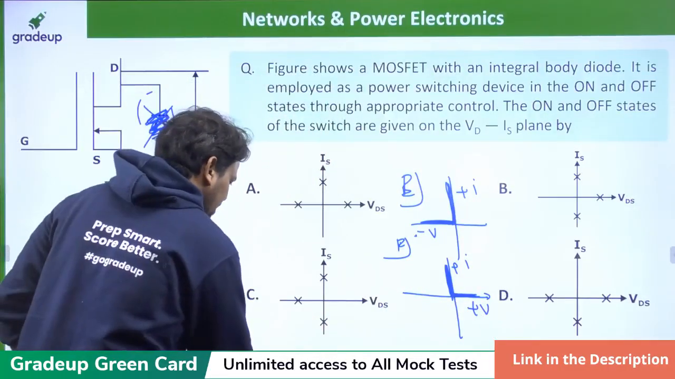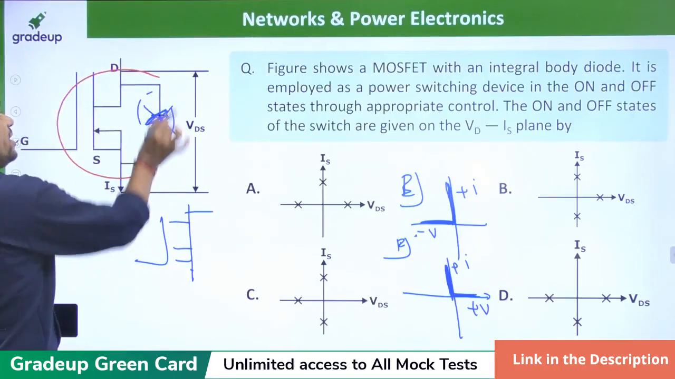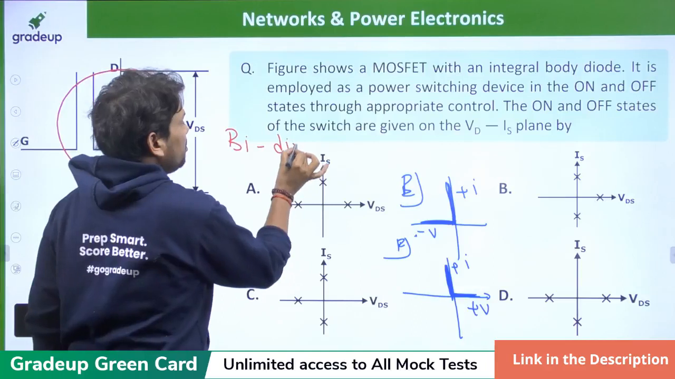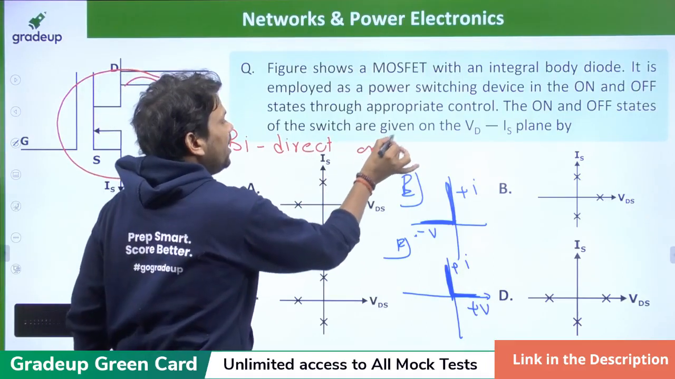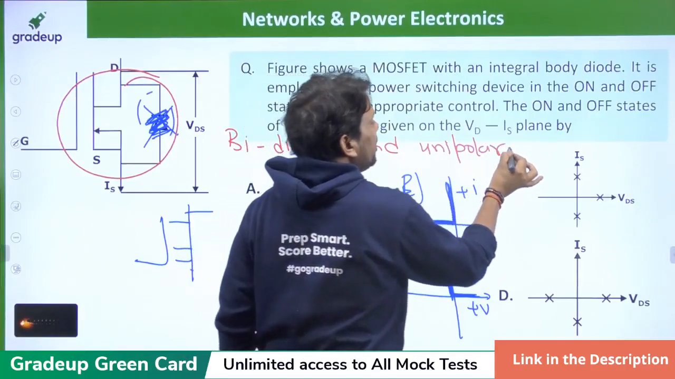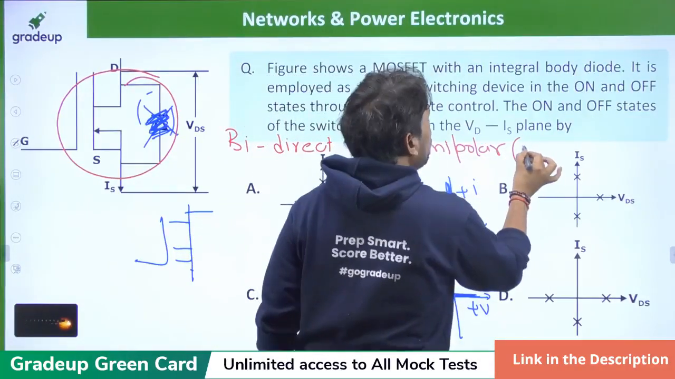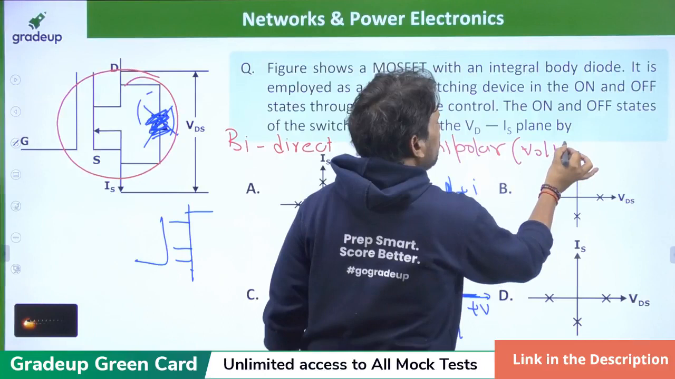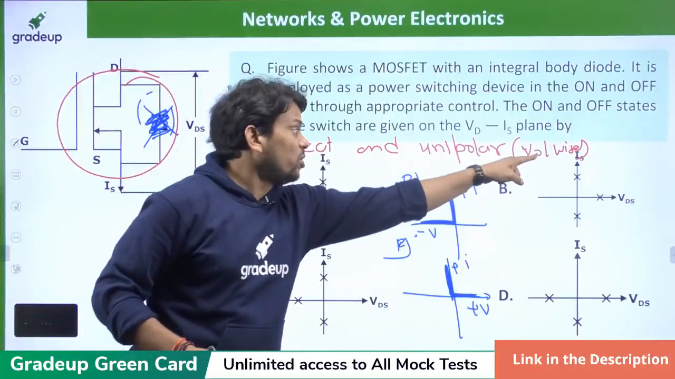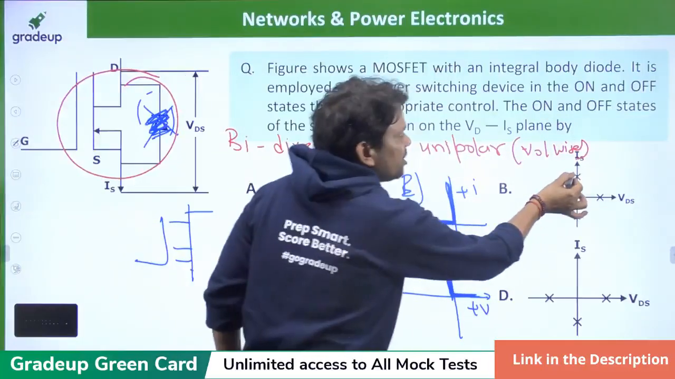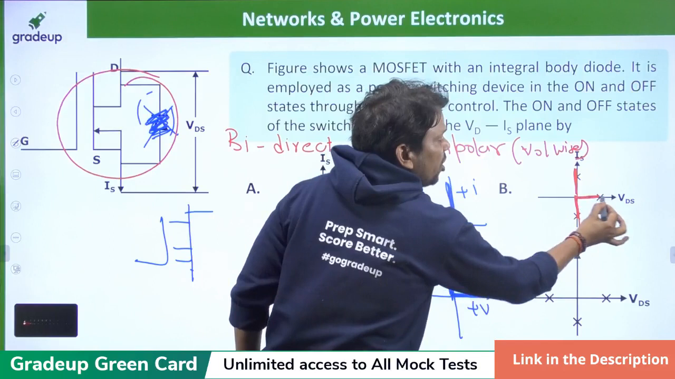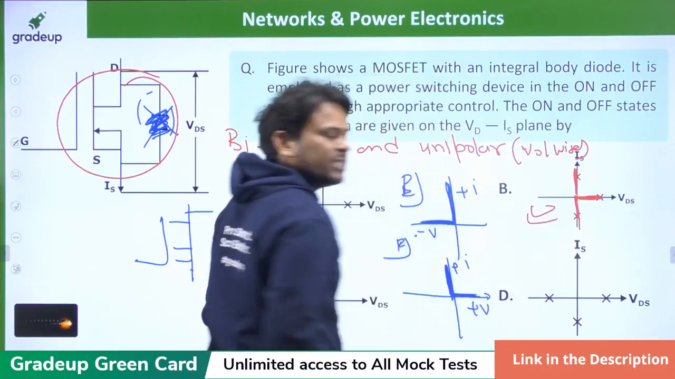Now my dear friend, see, that MOSFET is inherently bidirectional and unipolar. Unipolar does not mean holes or electrons; unipolar means voltage wise. So it will be bidirectional and unipolar voltage wise. Bidirectional means current positive as well as negative, and the MOSFET can block positive voltage. So option B is right.